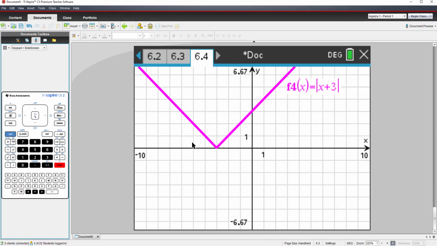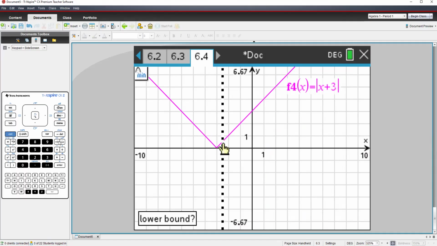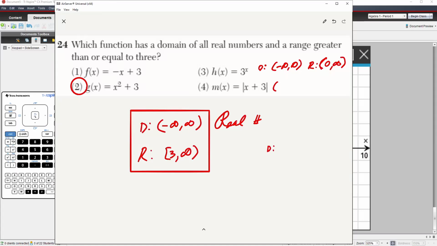But the range, we got another issue. So I'm going to do menu 6, 2 again, and I'm going to start here, and I'm just going to pull it by, and it tells me that the range, the y value, starts at 0 and it goes up to infinity because it's going off the screen. So the domain for this one, if I were to go back over here, would be from negative infinity to positive infinity. That's the domain. The range is going to go from 0 to positive infinity.